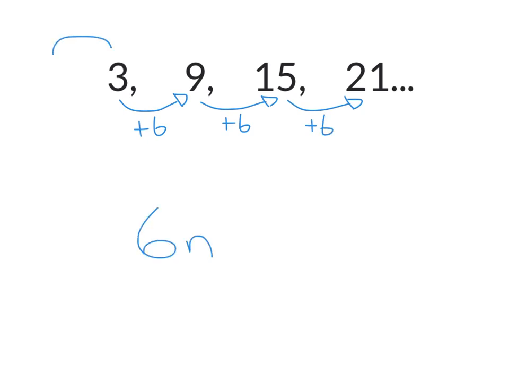Now if I were to imagine going back a step, this time it would bring me to the number minus 3. So for that reason, my nth term is going to be 6n minus 3. Okay?